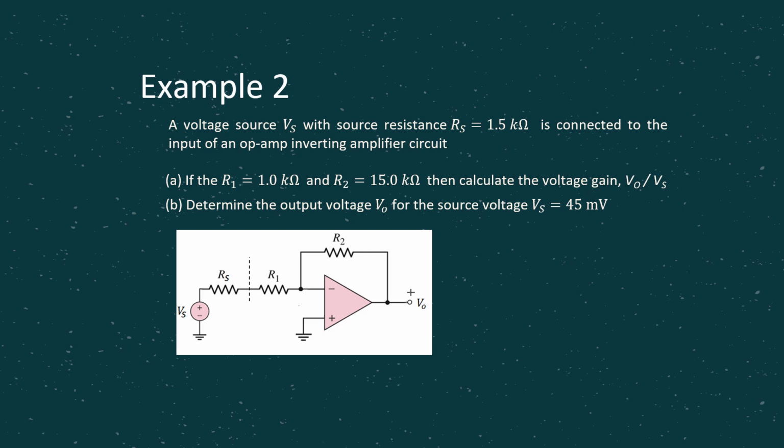Here is another example. But now we have an additional thing, which is a voltage source Vs with source resistance Rs equals 1.5 kilo ohm. Okay, so this is the one. In this case, you have to calculate the voltage gain. Later, you have to determine the output voltage.